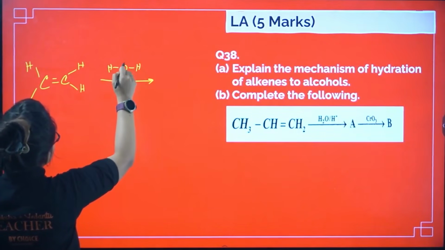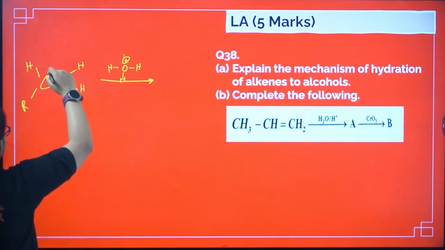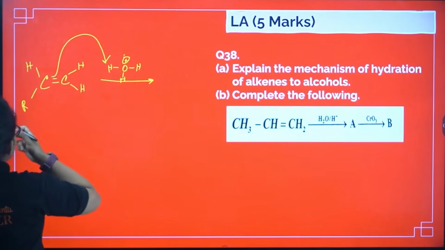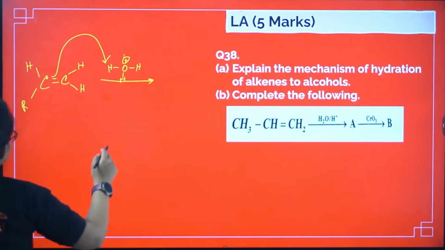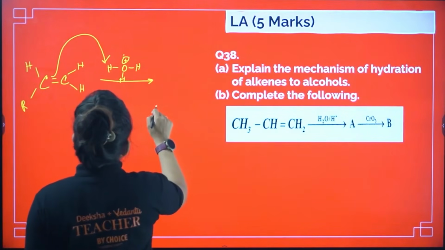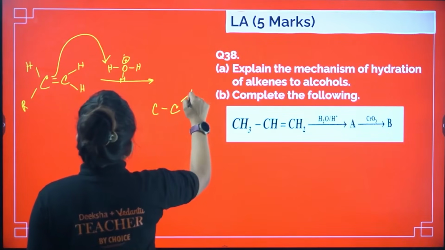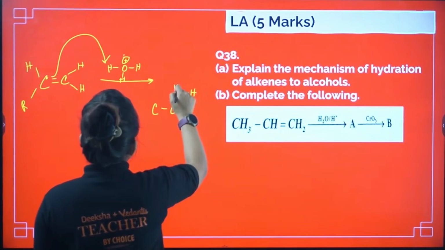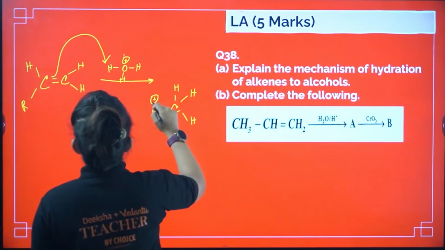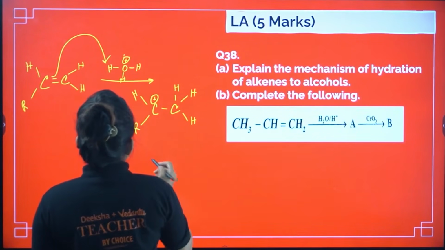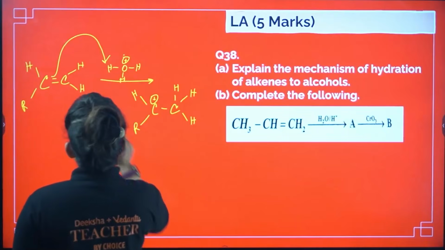I have H3O plus, right? So now the alkene double bond will attack the hydrogen. As a result of this, I will get a carbocation here. So C, hydrogen, here one more hydrogen will come, let's say carbocation. The carbocation will be stabilized here, right? Now the next step, this is my protonation.